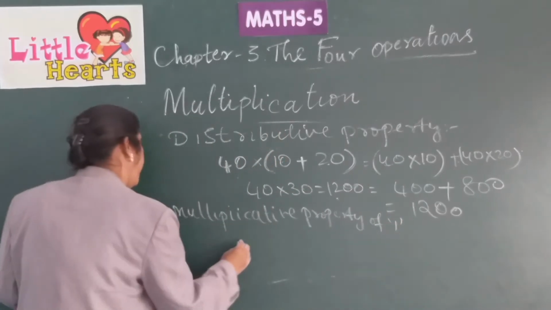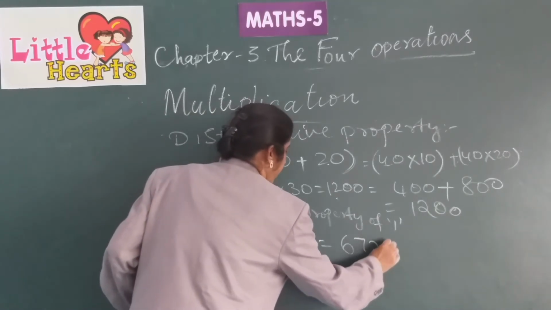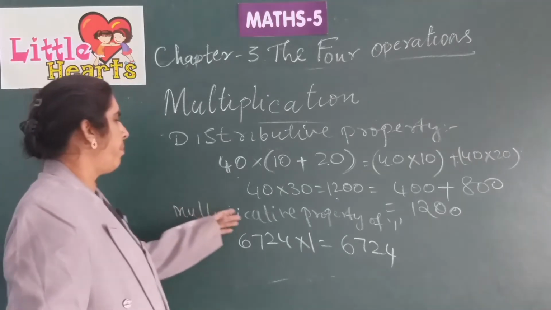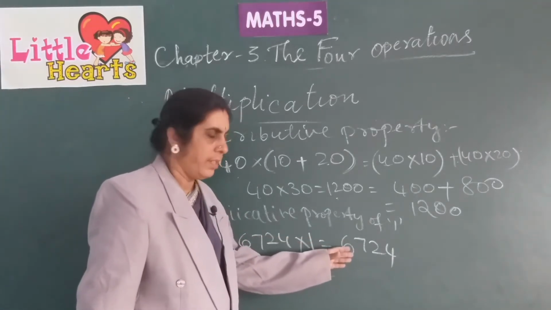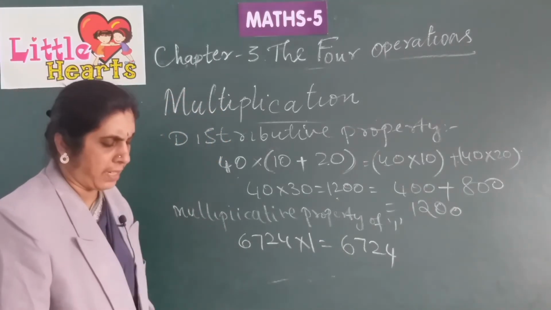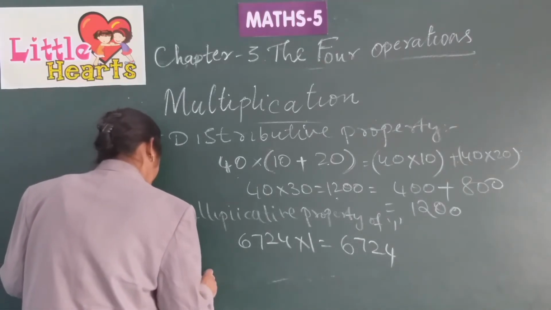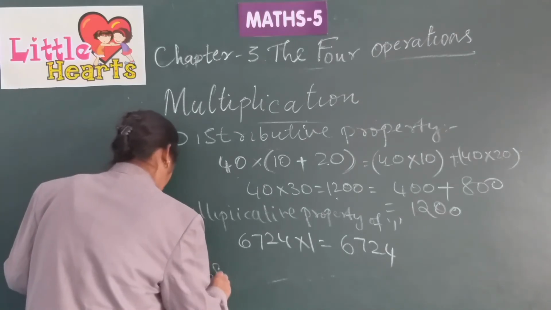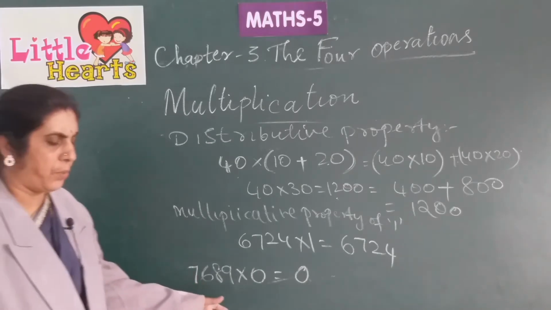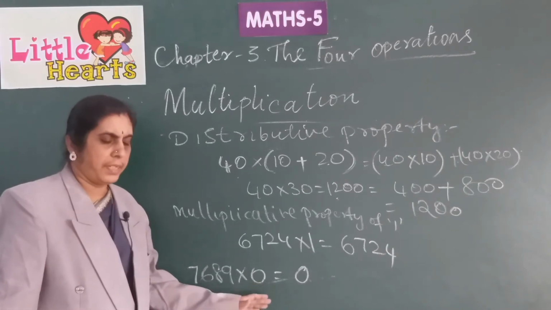Multiplicative property of 1. If you multiply any number by 1, we get the same number. So any number multiplied by 1 gives you the same number. The product of 1 and any number is the number itself. And multiplicative property of 0. If any number is multiplied by 0, we get 0. The product of any number and 0 is 0.